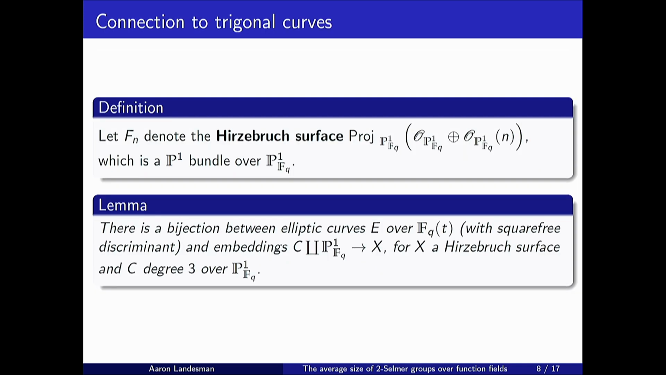Okay, so we have to count the average size of two Selmer groups, and I want to relate, so there are two parts. There's the two Selmer groups and there's the number of elliptic curves. So I'll relate two Selmer groups to degree 4 covers of P1 and counting these elliptic curves to degree 3 covers of P1. So let me do that now.